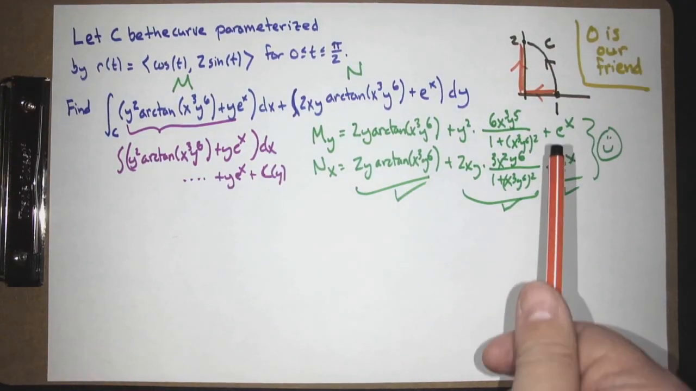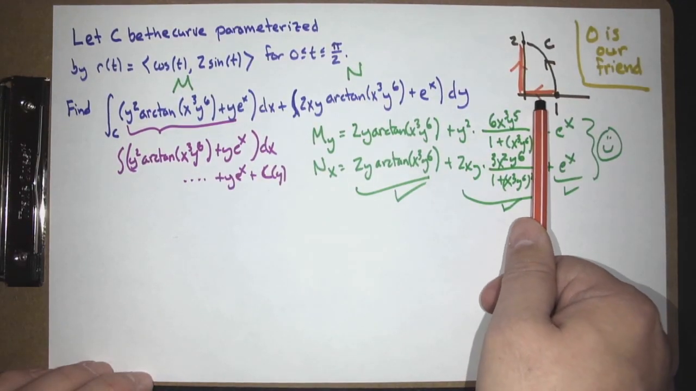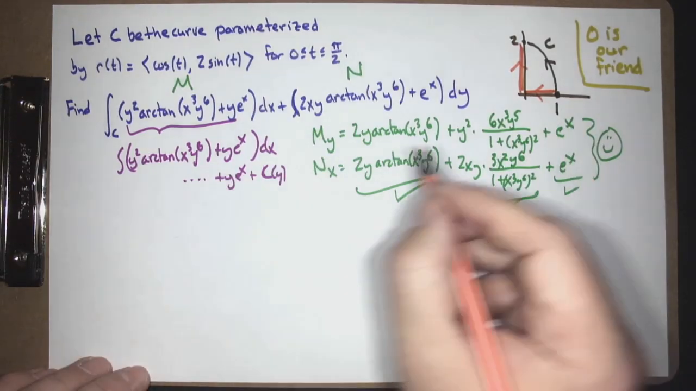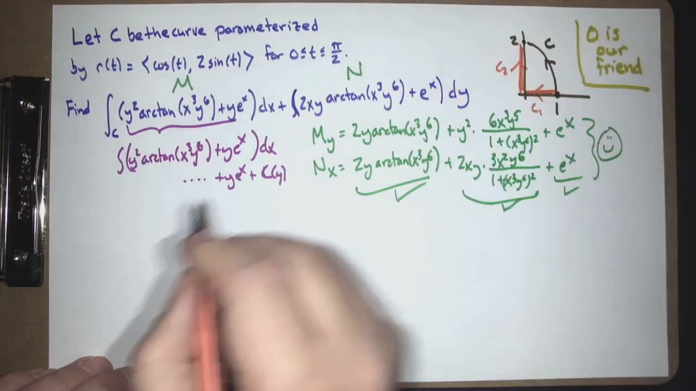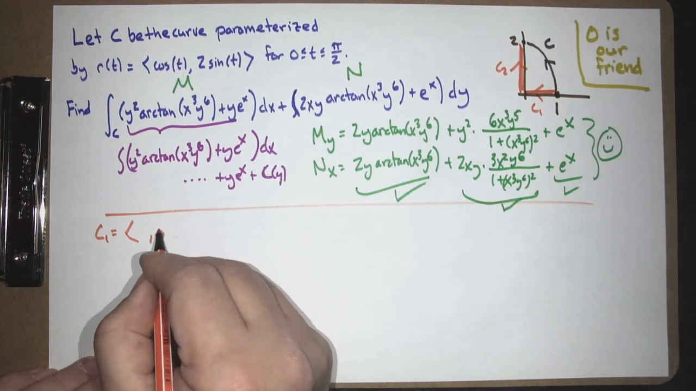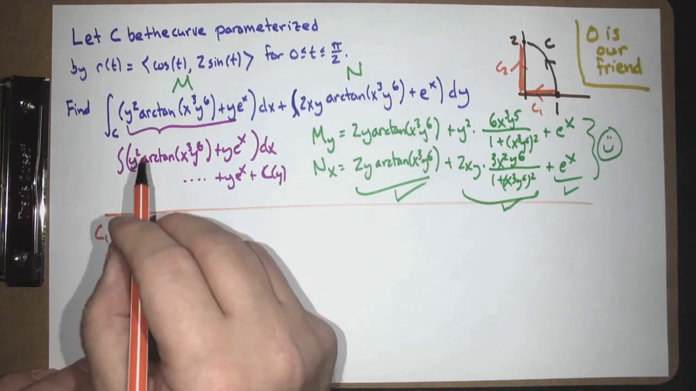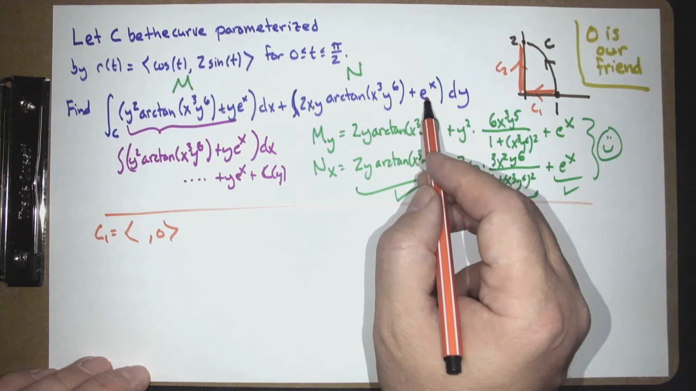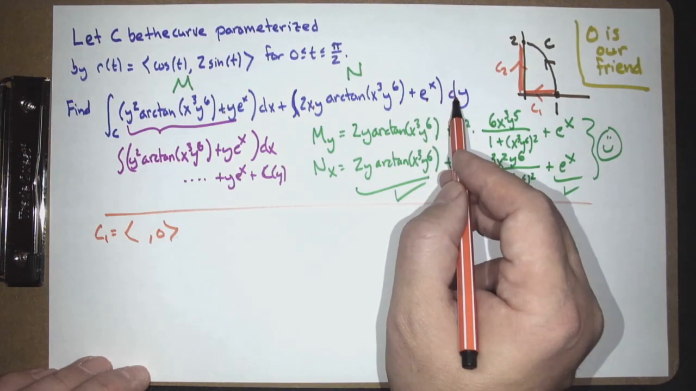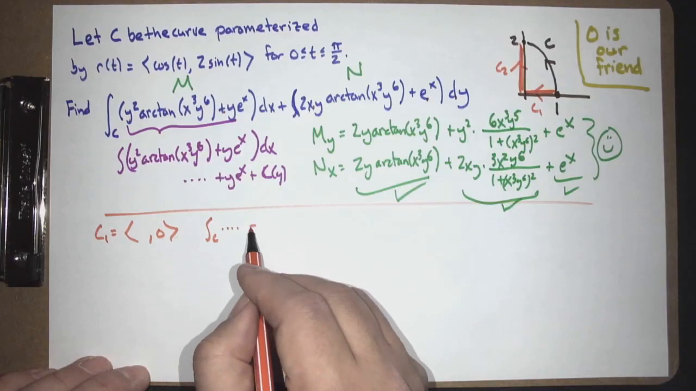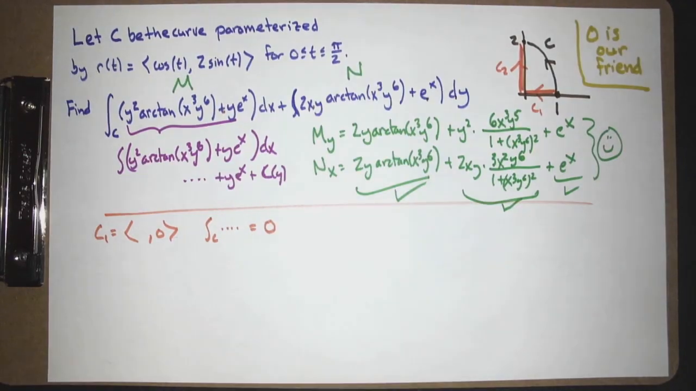Okay, now let's talk about our journey along the x-axis. If we move along the x-axis, what's true about y? Yeah, so let's call this C1, C2. So C1 basically has y equal to 0. So if we look, the y's are going to zero out. This doesn't zero out, but what about dy? Zeroes out. So the integral along that segment is 0.